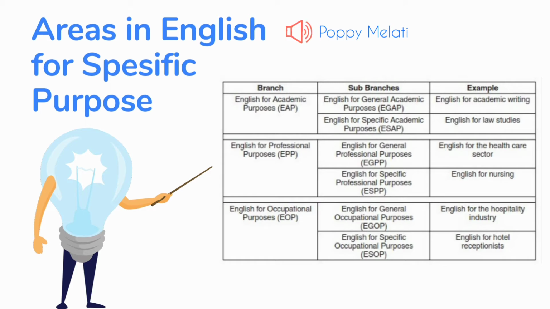This can be seen from the table in our video as an example, where English for academic purpose focus on English for general academic purpose and English for specific academic purpose. Then English for professional purpose focus on English for general professional purpose and English for specific professional purpose. And finally, English for occupational purpose focus on English for general occupational purpose and English for specific occupational purpose.